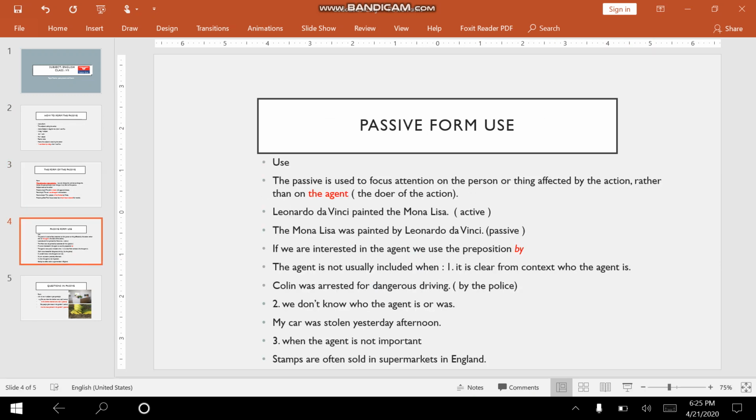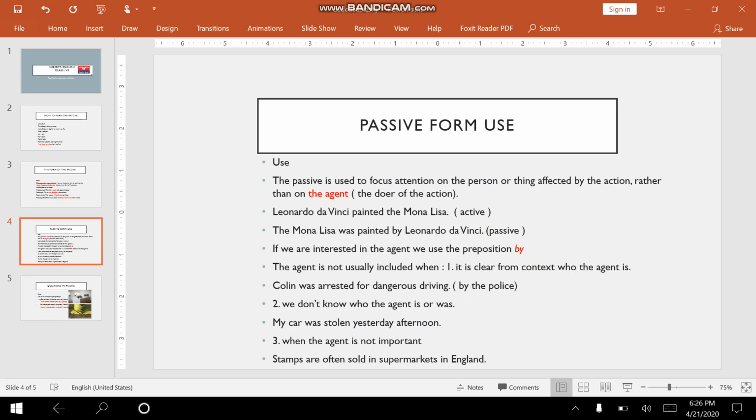And when do we use the passive? We use the passive to focus attention on the person or thing affected by the action rather than the agent, the doer of the action. For example, Leonardo da Vinci painted the Mona Lisa is an active sentence. Now, the Mona Lisa was painted by Leonardo da Vinci is the passive. Okay, I want to emphasize that fact.